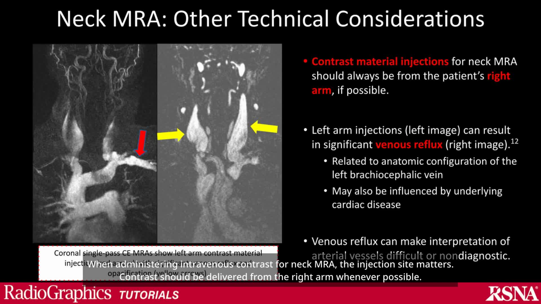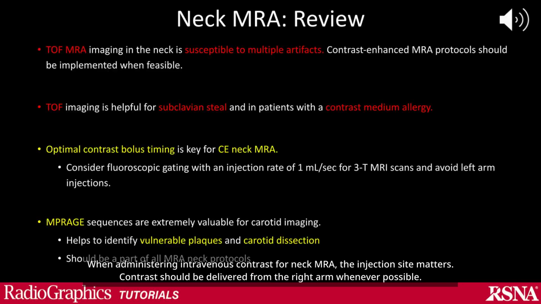When administering intravenous contrast for neck MRA, the injection site matters. Contrast should be delivered from the right arm whenever possible. Injection from the left arm can result in significant venous reflux into the left brachiocephalic vein, which overlaps arterial structures and complicates interpretation. This reflux can be further exacerbated by underlying cardiac disease. The end result may be arterial images that are difficult or even impossible to interpret. Therefore, careful attention to contrast injection technique is an important technical step in ensuring diagnostic quality.